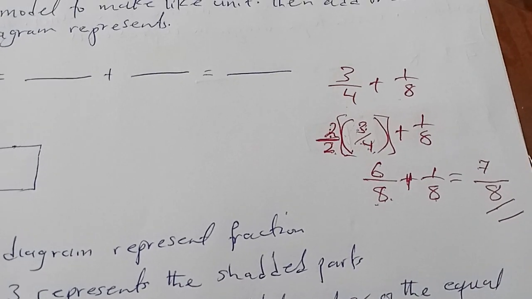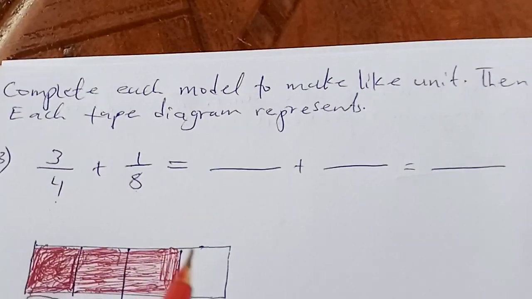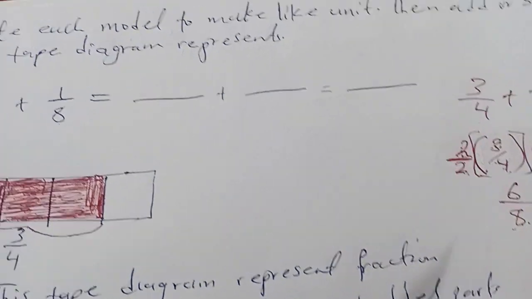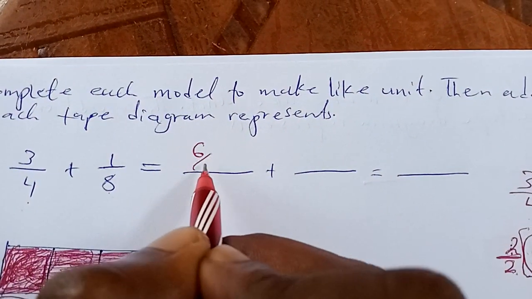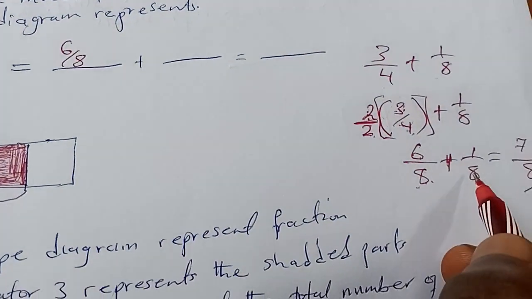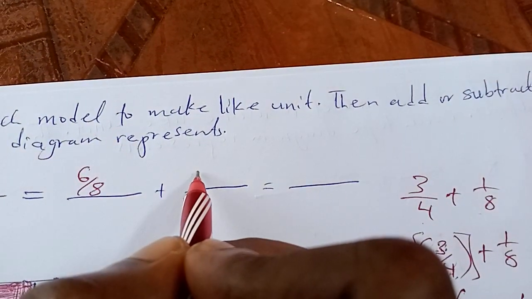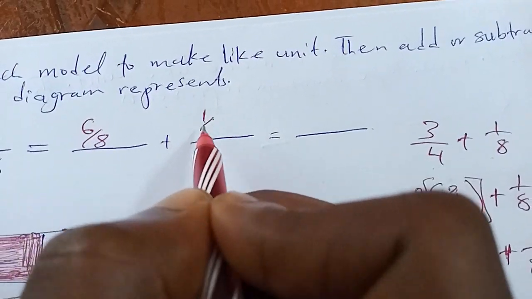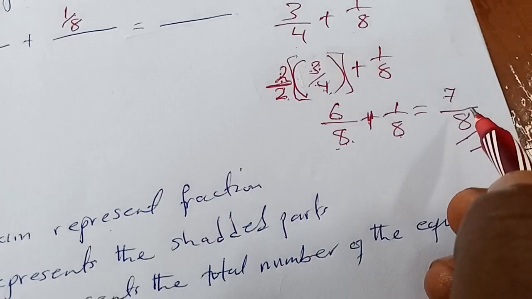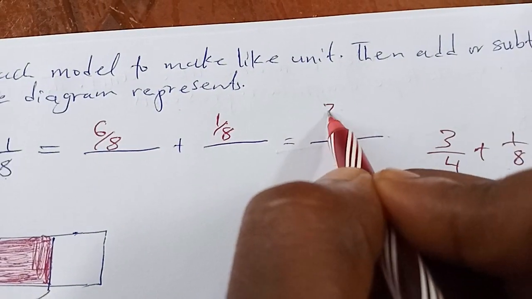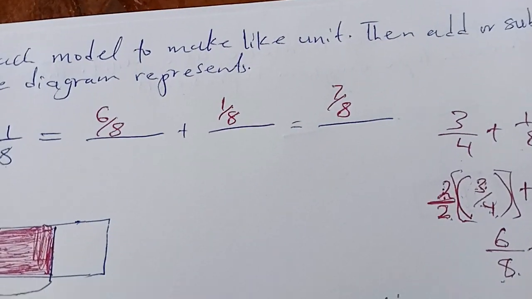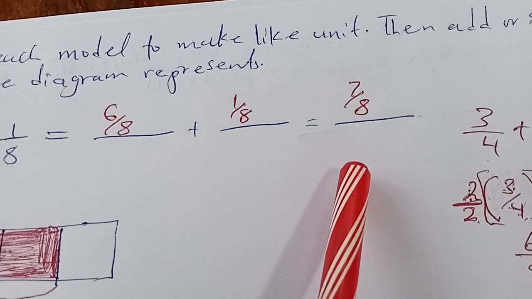Now to rewrite in this blank, it is the same as saying 6 over 8 here, 6 upon 8, and the next one is the same as saying 1 over 8, 1 upon 8. Your final answer here is 7 upon 8. So this is your answer for this particular problem.